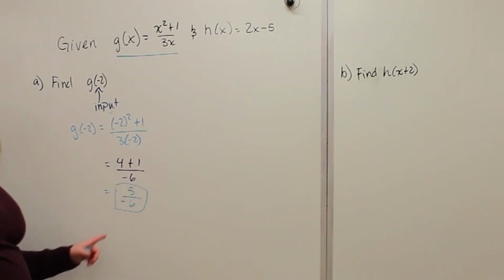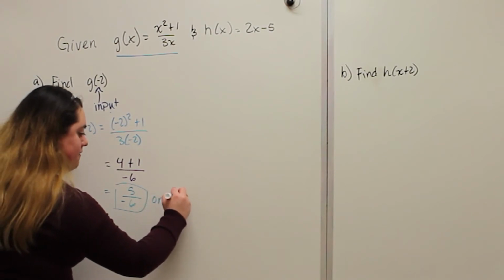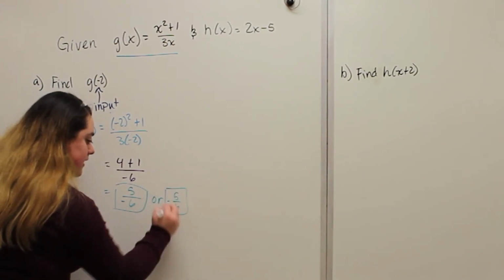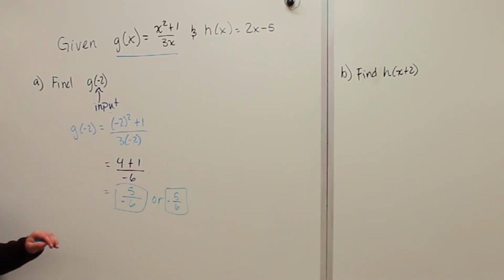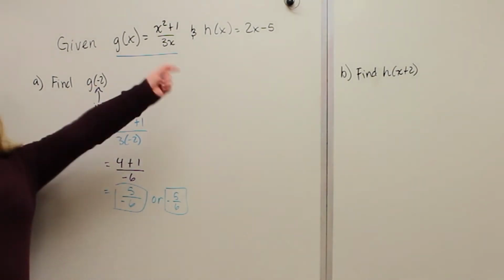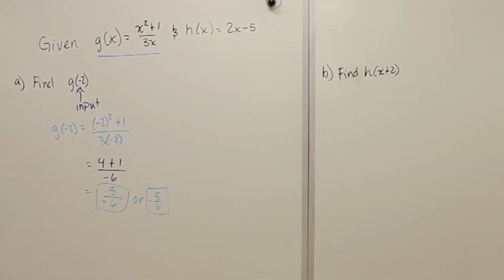Now if you don't like that negative in the denominator, you can also write it as -5/6, like that. It still means the same thing. Okay? Yeah, it's all about just taking the input and plugging it into my given function. So let's try the letter B.